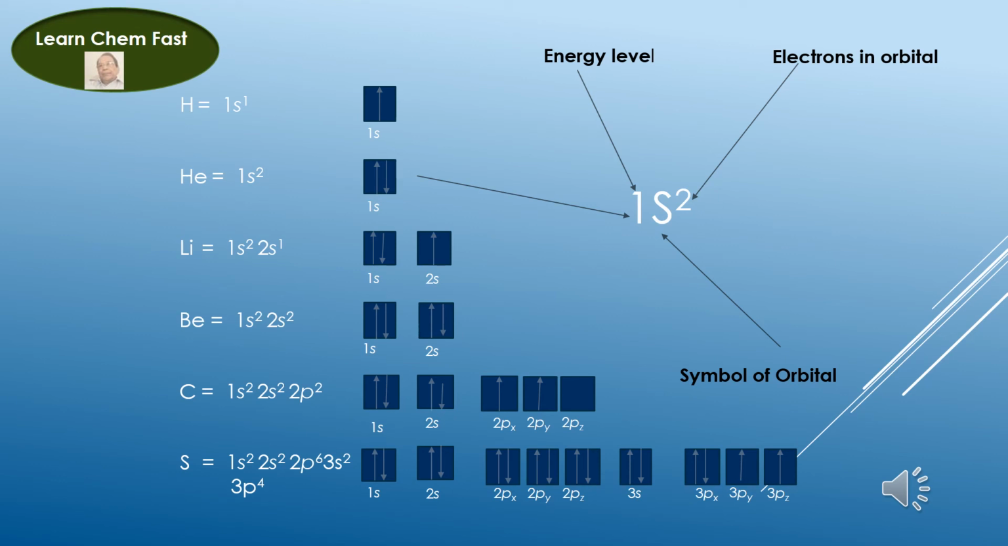Electron configurations of simple elements are shown here with the help of box diagrams. The significance of the representation characters is further shown with a specific example of helium configuration.